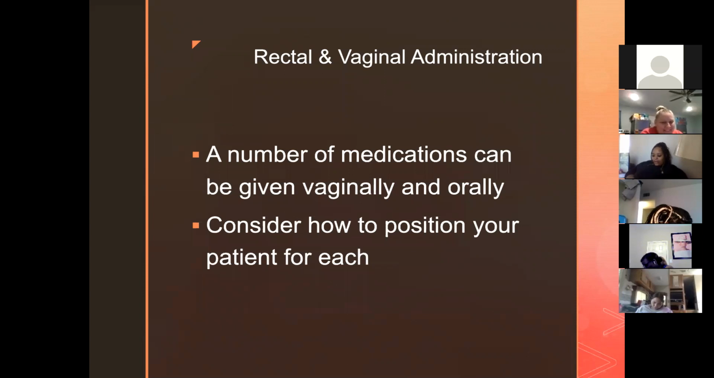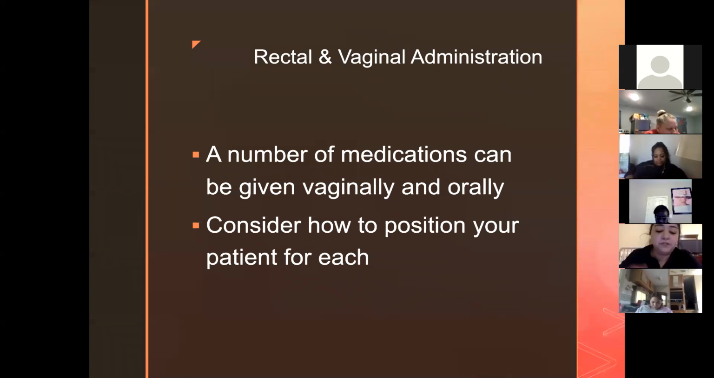Anyways, if you're going to give a rectal medication to your patient, please put them in the Sims position. If you're giving a vaginal medication, make sure that they're either in lithotomy position or dorsal recumbent position. If you need a little refresher on those two positions, please refer to your skills book, I think, or a picture in case you need a little refresher, okay? Can you repeat the two positions for the vaginal, please? Lithotomy or dorsal recumbent. Okay, thank you.